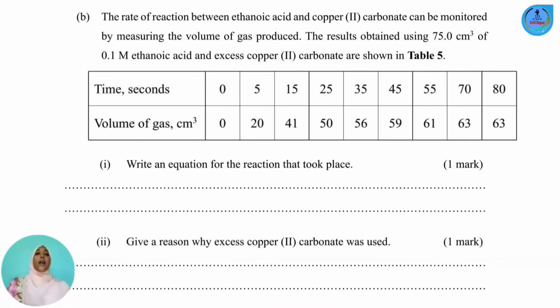Part B. The rate of reaction between ethanoic acid and copper 2 carbonate can be monitored by measuring the volume of the gas produced. The results obtained using 75 cubic centimeters of 0.1 molar ethanoic acid and excess copper 2 carbonate are shown in the table. If we look at the table, we can tell that as time proceeds, we start with the initial one and we end up at 80 seconds.